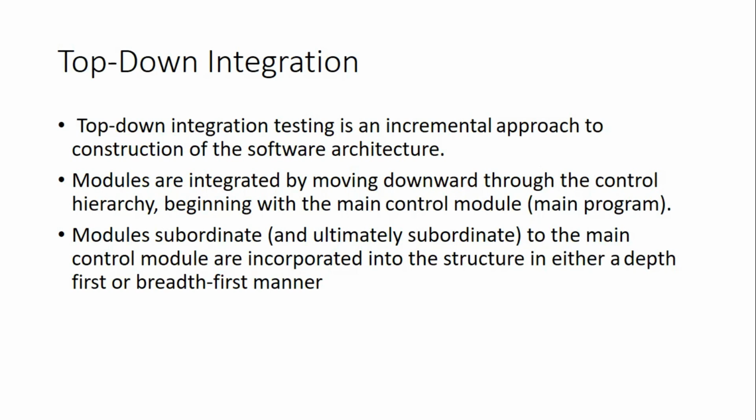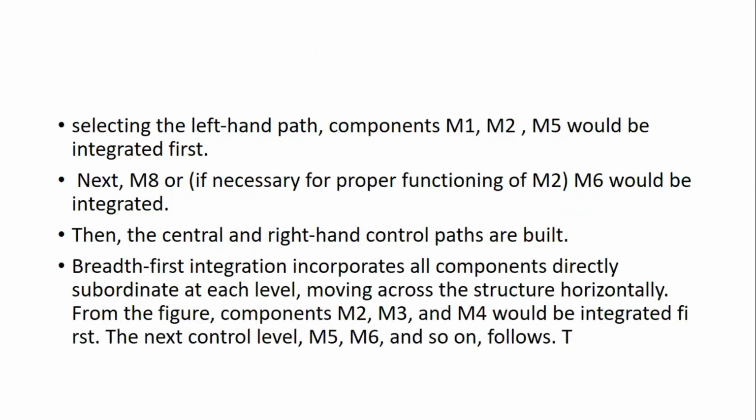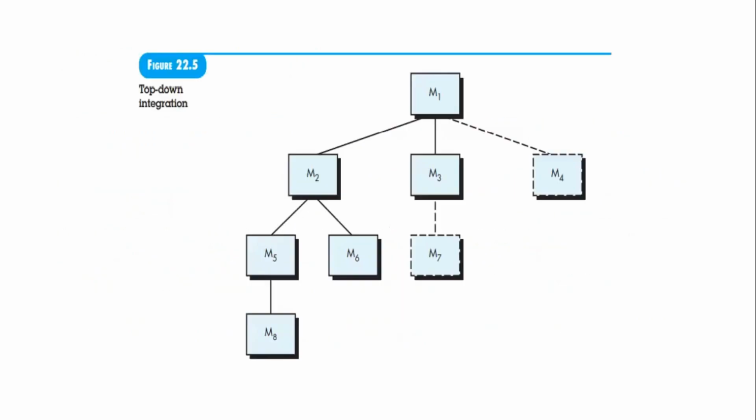So in the top-down integration strategy, we'll be starting from the main module and going downwards, and we can select either the depth first manner or the breadth first manner for the module integration. Here there's a diagram showing the top-down integration strategy. First, M1 is the main unit. From M1, we can select either the depth first search or the breadth first search.